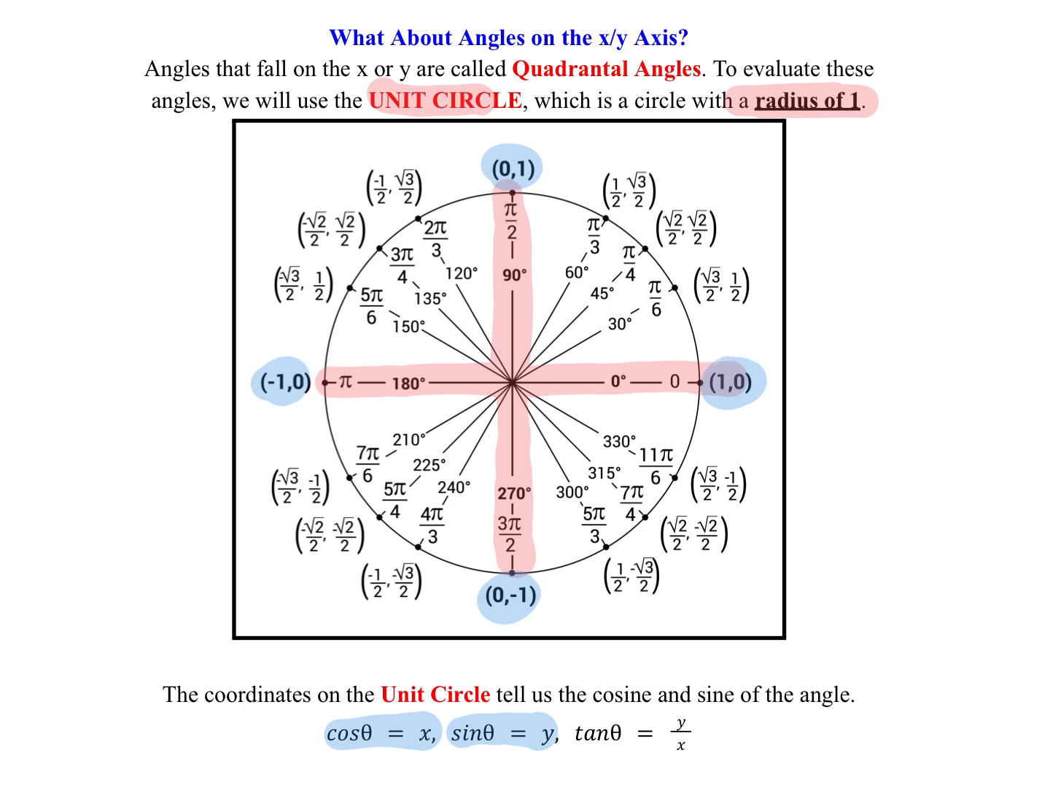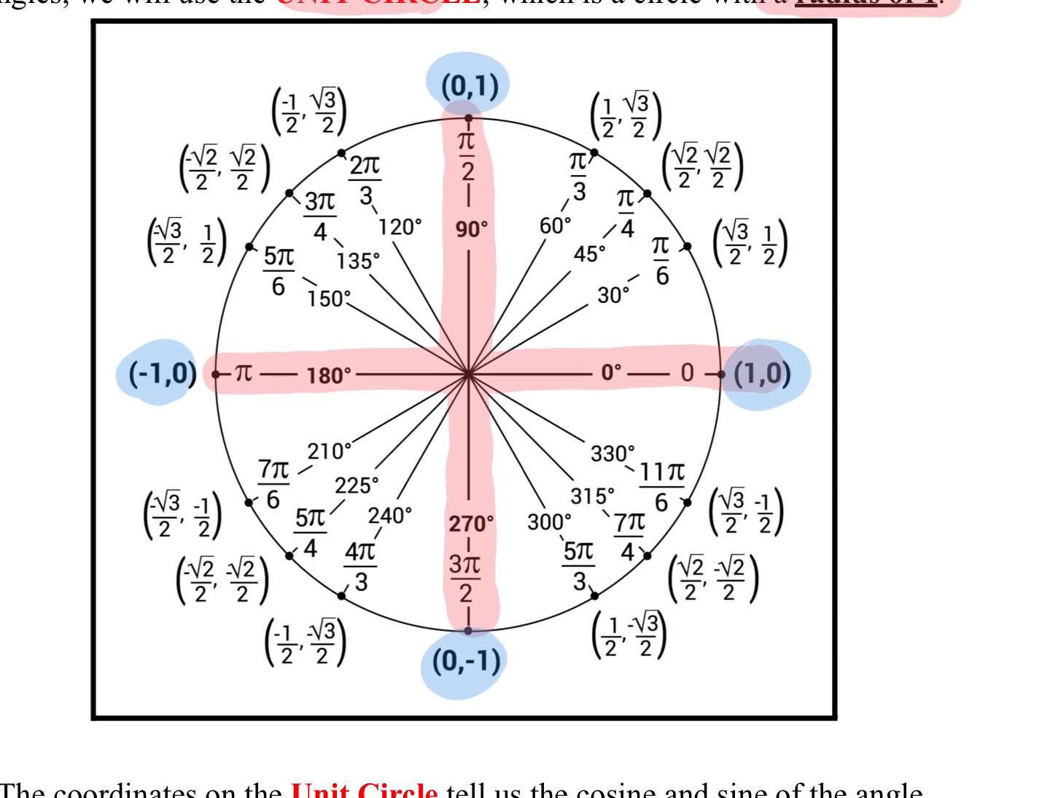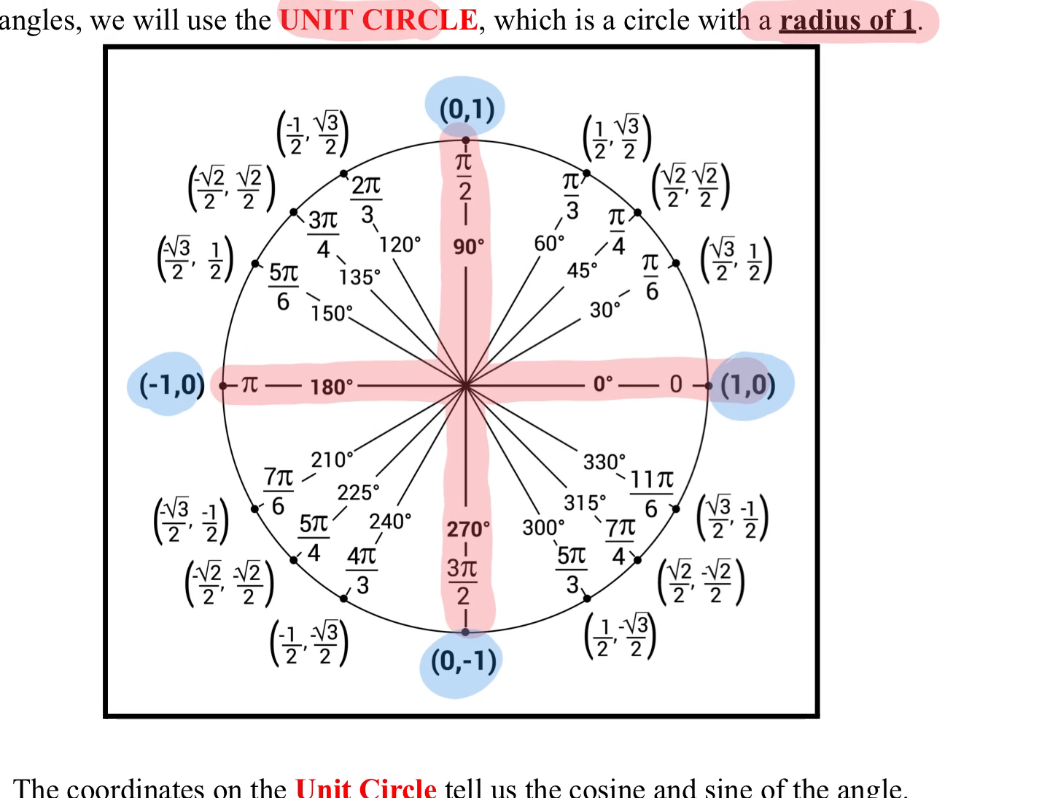And the tangent of that angle, you do the y value divided by the x value. So 0 over 1 is 0. I do want to remind you that if I did 1 over 0, you cannot have 0 in the denominator, so that value would actually be undefined. So again, we're only going to use the coordinates of the unit circle for our quadrantal angles.